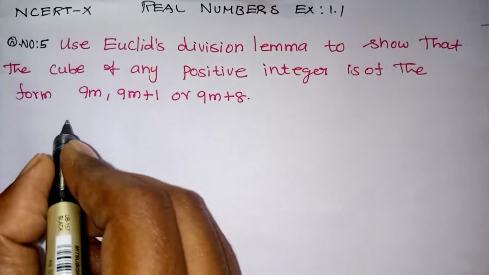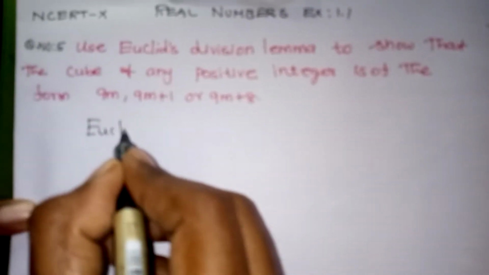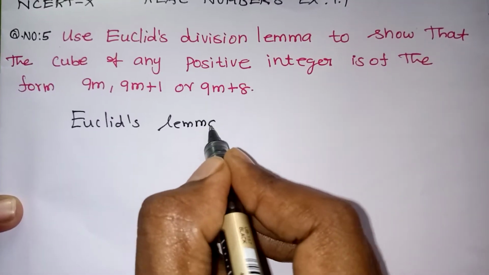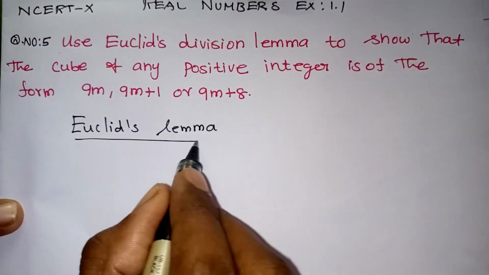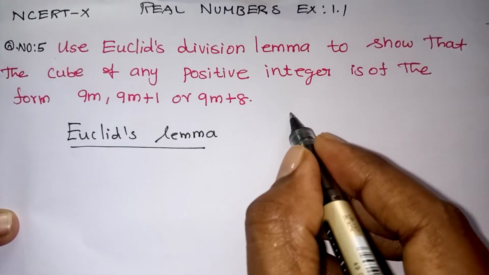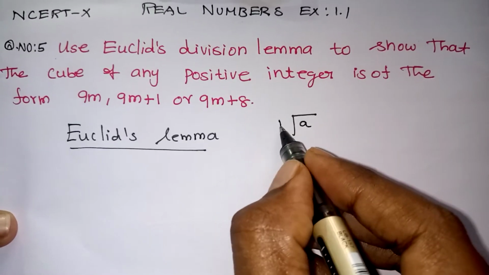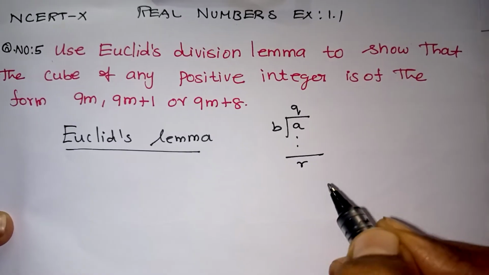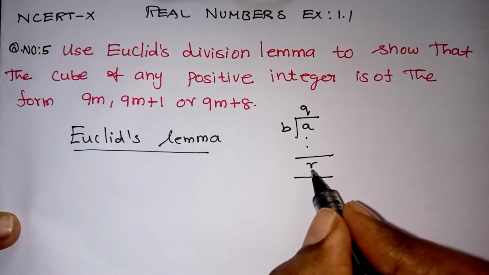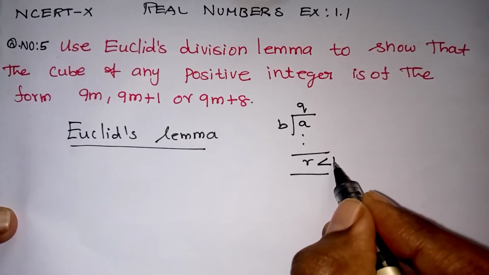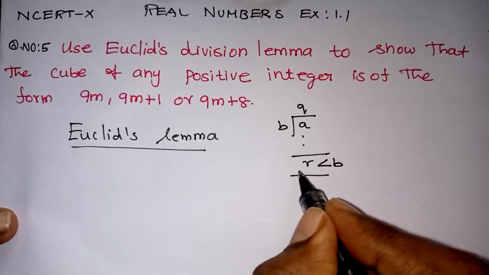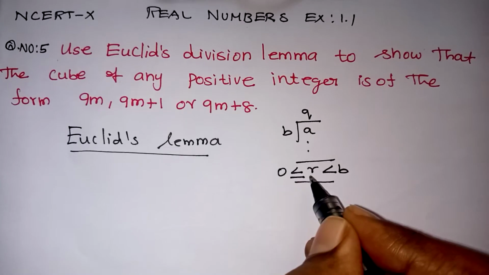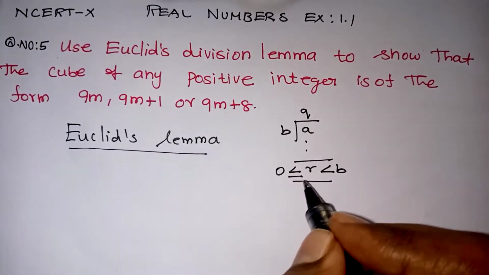First we have to write Euclid's lemma. We all know what is meant by Euclid's lemma. Euclid's lemma is nothing but dividend equals divisor into quotient plus remainder. Suppose we take a as a dividend and b as a divisor, definitely we will get some quotient and some remainder also. That remainder will be less than b. My remainder can start from 0, so 0 is less than or equal to r, which is less than b. That is Euclid's lemma.